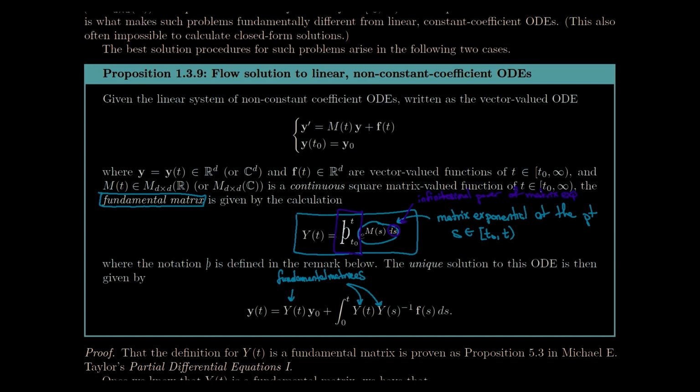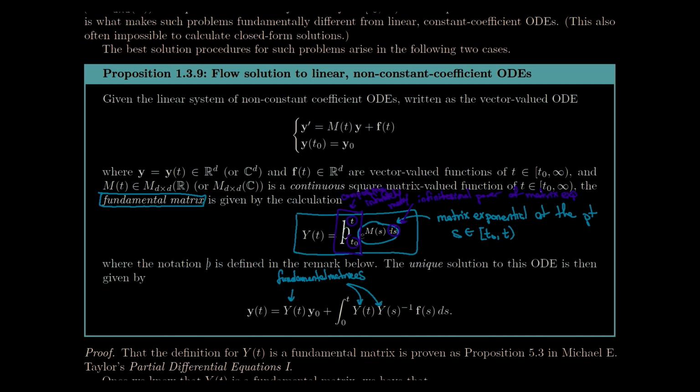and you are composing infinitely many of them. So you compose infinitely many of them over this range of T0 to T, and you compute the matrix exponential and then take its infinitesimal power. And that's going to give you the fundamental matrix.